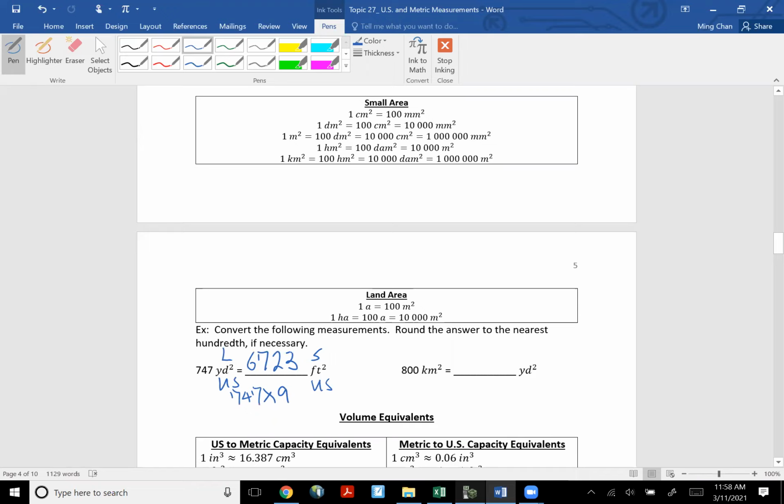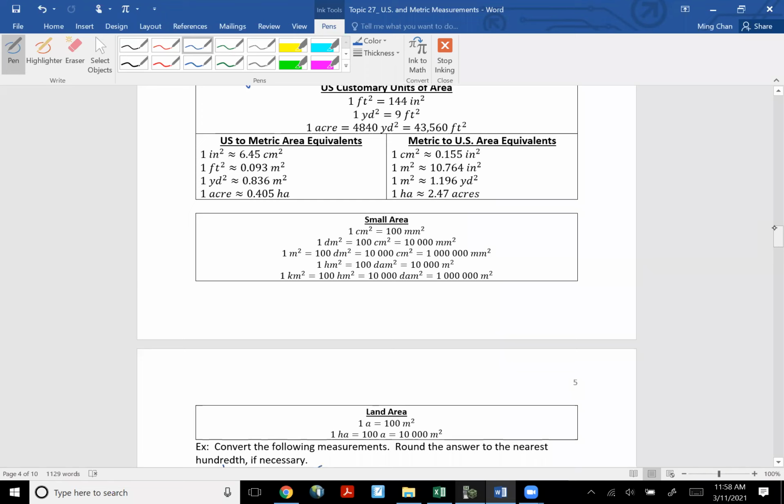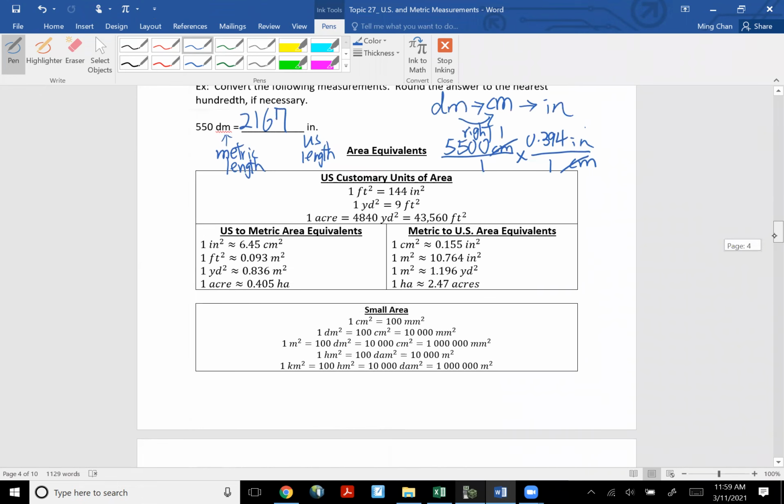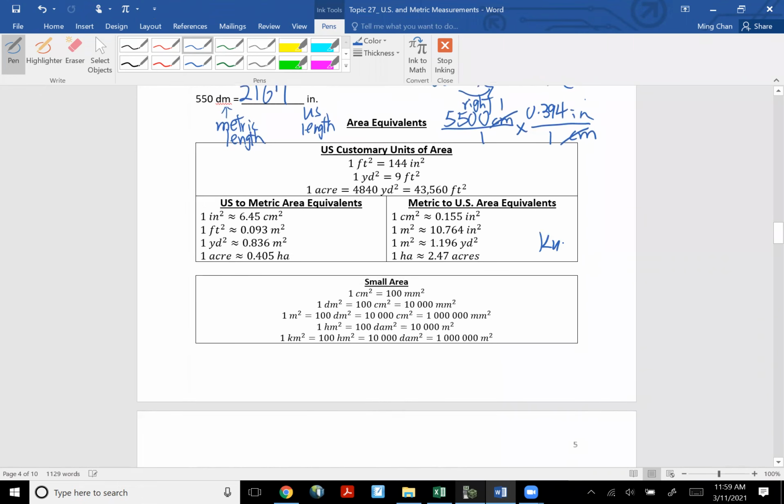Okay. All right. Meter, yard. So this is metric area, and this is US area. All right. So then I come to this little table, metric area first to what? To US area. I'm trying to go from square kilometer to square yard.